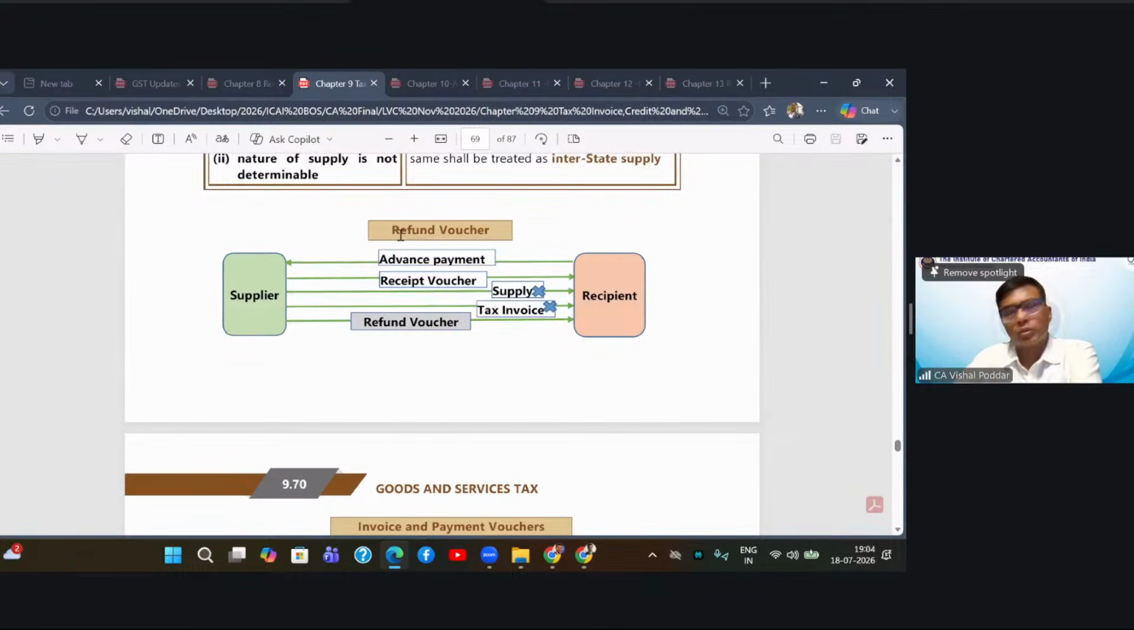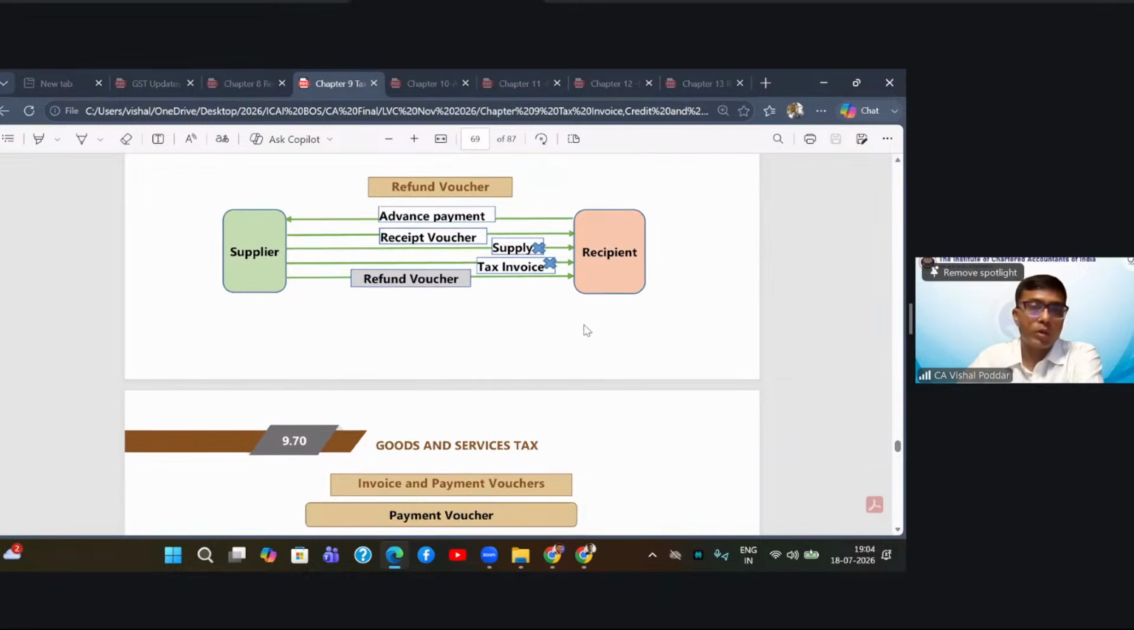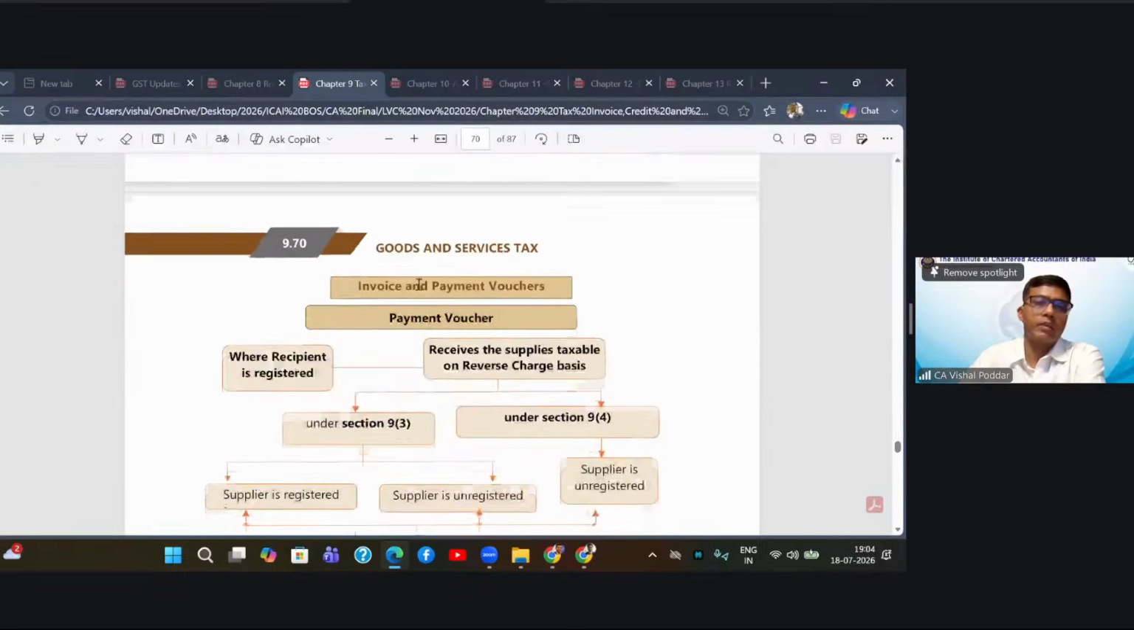Next comes the refund voucher. So originally I had received advance, I had given a receipt voucher. This we studied about. Now for some reason, the supply is not getting concluded. Now if supply is not getting concluded, I cannot give a tax invoice and I have to now return the money to the recipient because now I'm not going to make a supply. In such cases, the evidence that I have returned the money is the refund voucher.